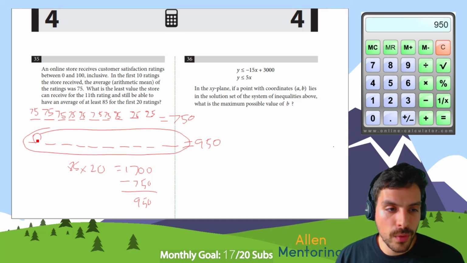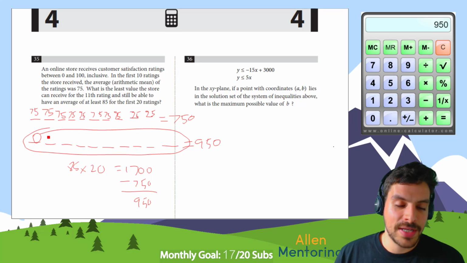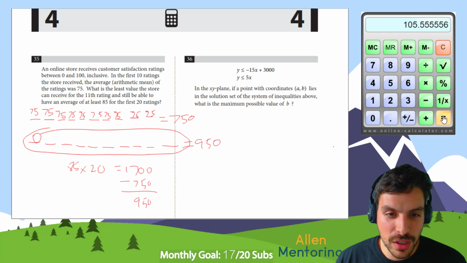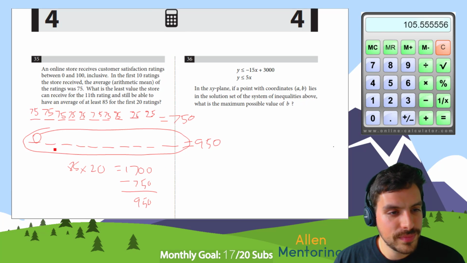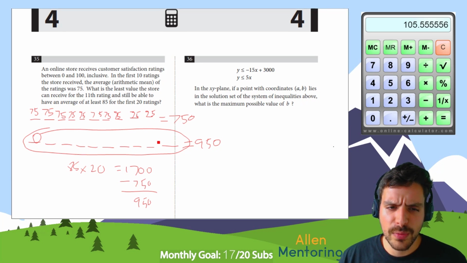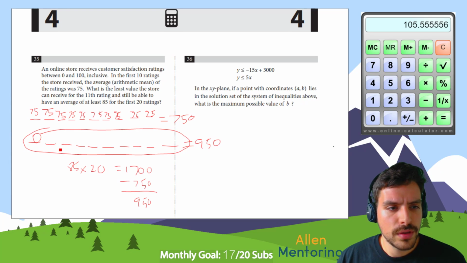So let's say, for example, that this first rating got a 0, right? If the first rating got a 0, that means that the other 9 would have an average of 105. Do you see that, right? And you're like, wait a minute, that's impossible, right? It can't have 105, right?